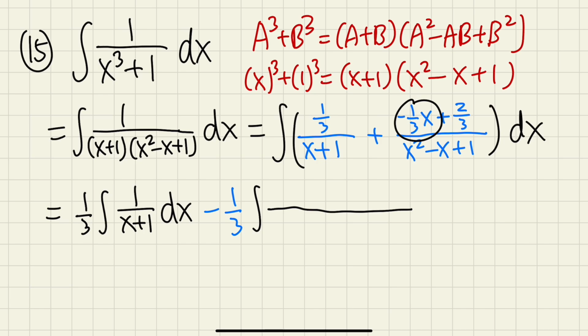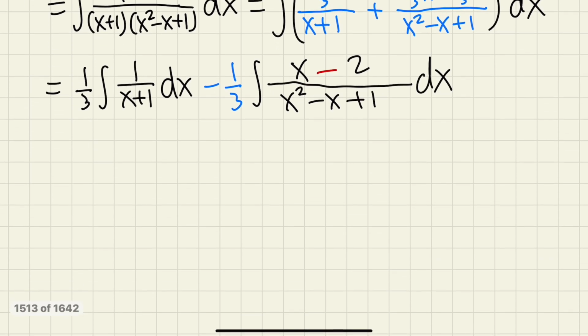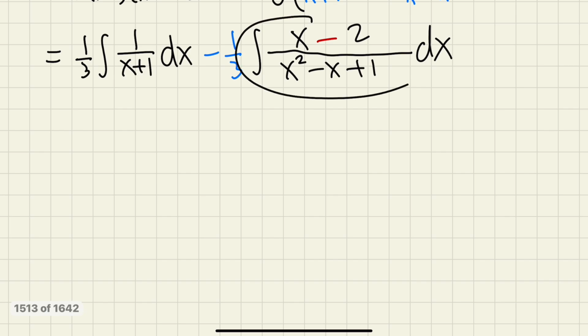Take this, divide it by negative 1/3, we will just have x. Take this, divide it by negative 1/3. Positive divided by negative, we have negative. Just be careful with that. And then the 2. And then over the denominator. Okay. Now, the first one is nice and easy. But for the second integral right here, it's not so easy. How can we do it?